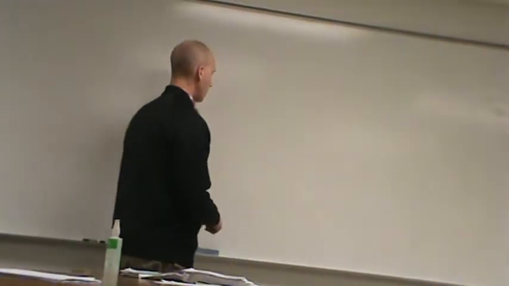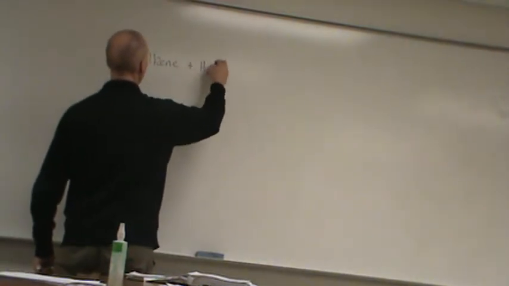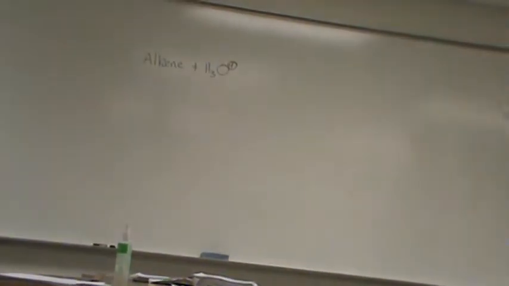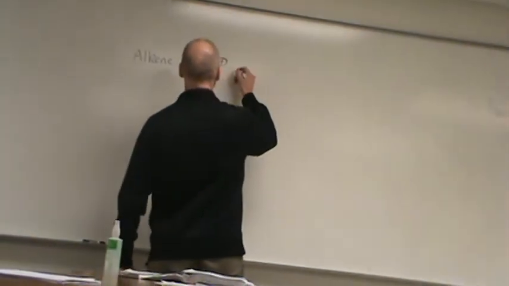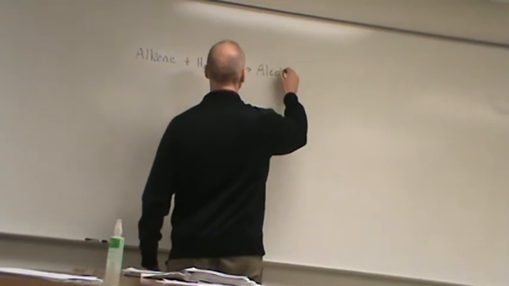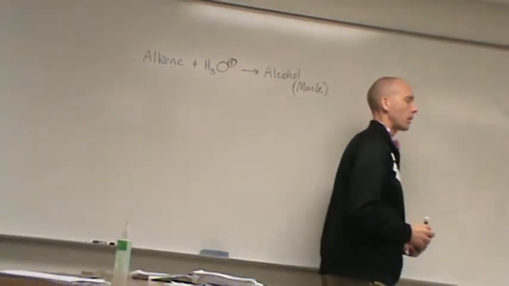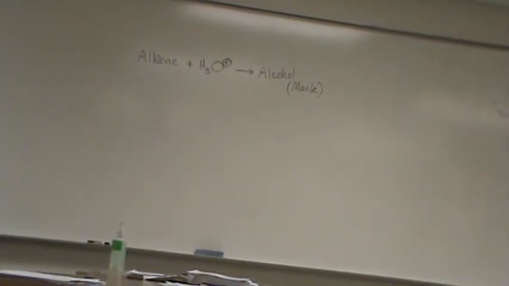Well, let's go on to another reaction. Let's look at this one. Let's take an alkene plus H3O+, the hydronium ion. Okay. What this is going to give us is a Markovnikov alcohol. Remember what an alcohol is? What does it have in the molecule? OH.